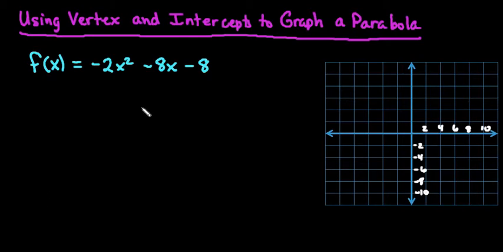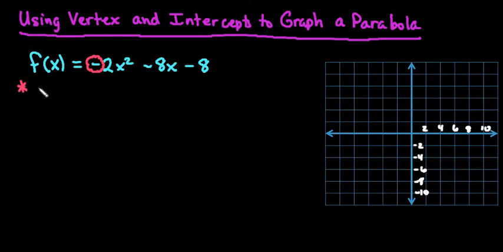Okay, for this video what we're going to do is graph a parabola using the vertex and the intercepts. There are some key features that you can identify right away. The first thing that you want to look for is to figure out whether your graph opens up or down, and it all depends on the leading coefficient, or the value in front of x squared. So if the term in front of x squared is positive, it opens up. If it's negative, it opens down.